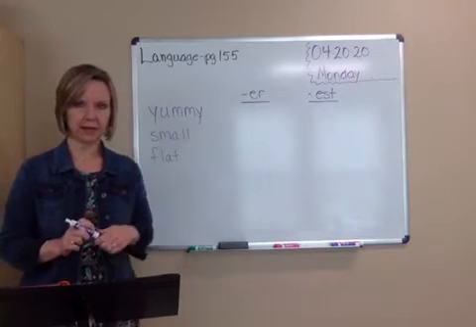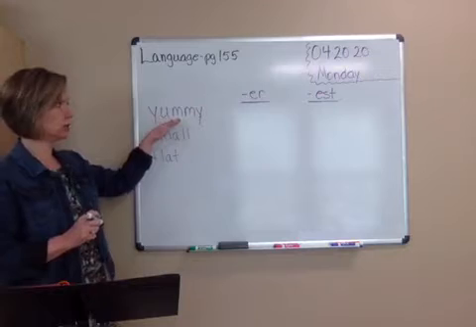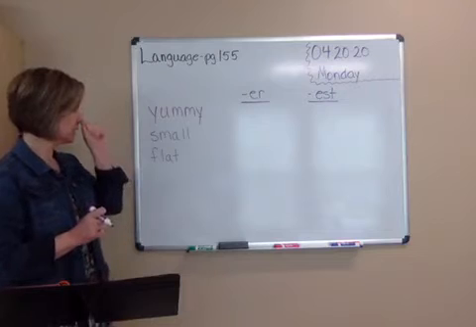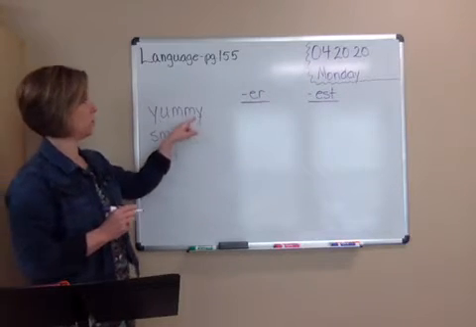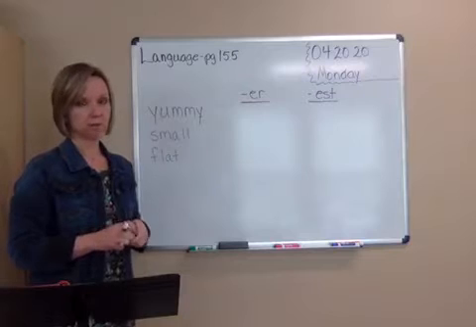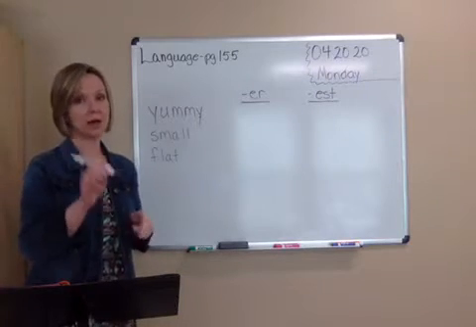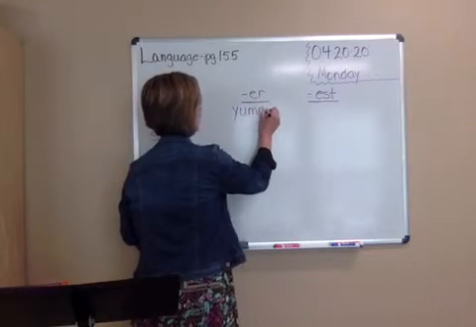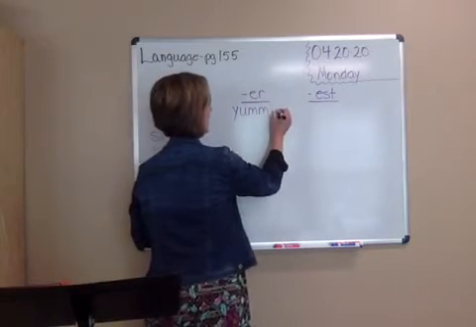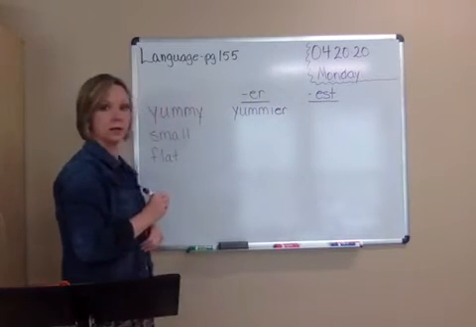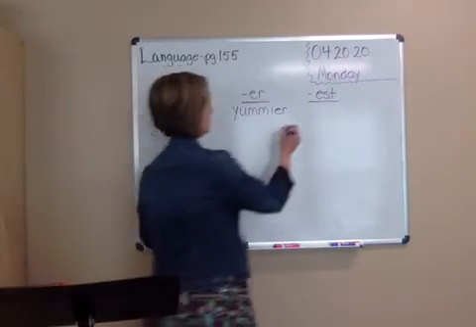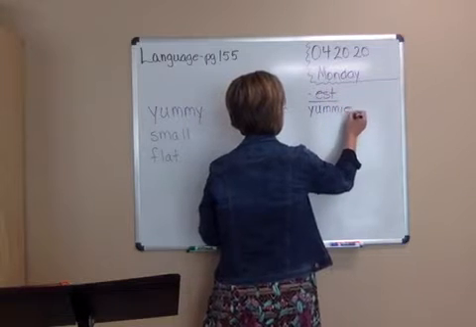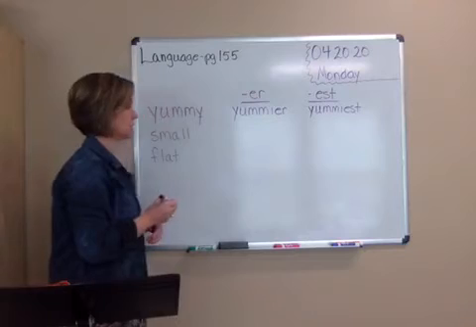Let's reach back to Friday and talk about how we change the spelling of some of our adjectives when we're using them in comparison. The first word I have is yummy. I have the Y underlined because we need to remember to change the Y to I. The Y changes to I and add ER, yummier. Now yummiest, same idea. The Y changes to I.